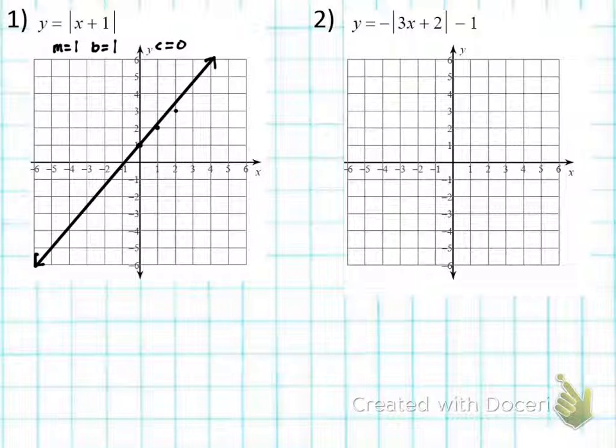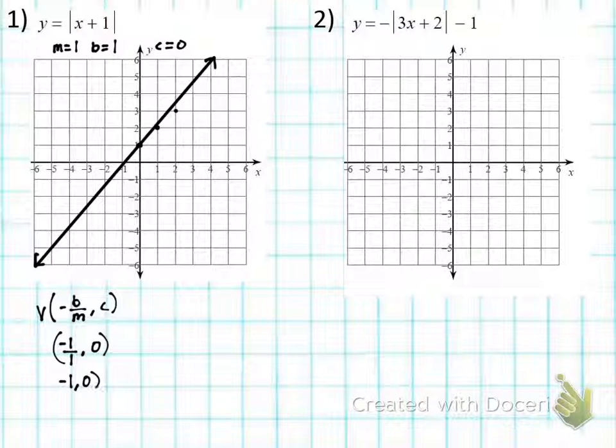Alright, then we're going to start with our vertex. We plot our vertex by finding it first, so we have to start with our formula: v is equal to negative b over m, c. Plugging in our numbers, it's going to be negative 1 over 1, 0, or negative 1, 0. And that is our vertex, okay? Next thing you want to do is make an XY table, okay?